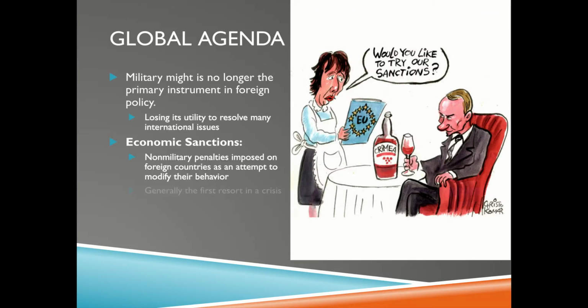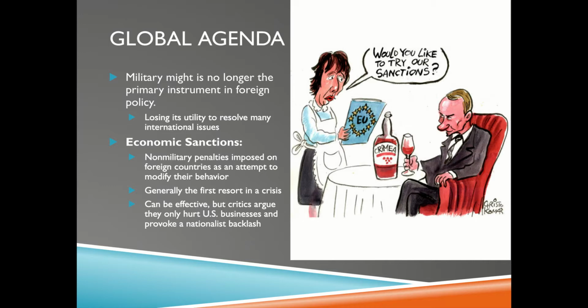All right, our global agenda. Military might is no longer the primary instrument of foreign policy. It's losing its utility to solve many international issues, again, because you can't just invade a country to try to get out a small group of terrorists. That's not going to fly. Economic sanctions are becoming more and more the way to go in foreign policy. These are non-military penalties imposed on foreign countries in an attempt to modify their behavior. Generally, they're the first resort in a crisis.